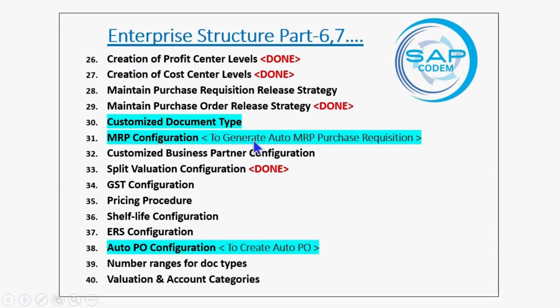So we'll do a basic configuration. Then we'll generate MRP purchase requisition. Then we'll do auto PO configuration. Then we'll generate the automatic purchase order. So these all three are connected. First, we'll customize the document type, that is purchase requisition document type. Then we'll do the configuration. Then we'll run the MRP and we'll create the purchase requisition. From that purchase requisition, we will create the purchase order. This is what you're going to learn in this session.